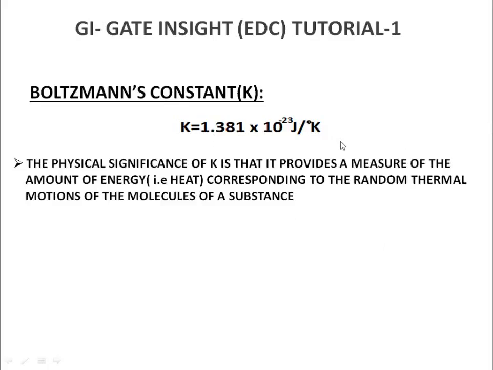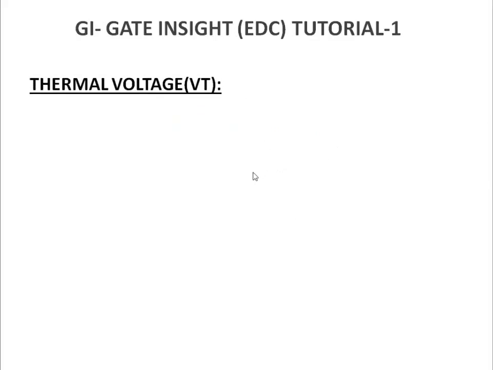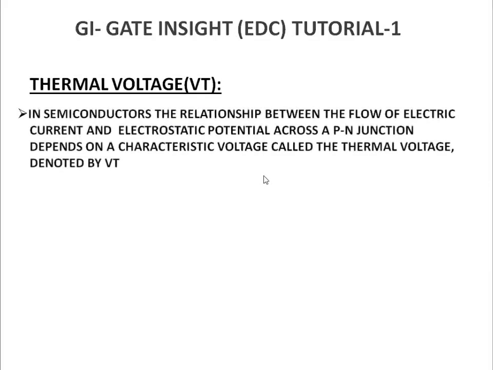Next we study thermal voltage Vt. Thermal voltage is denoted by the symbol Vt, and its definition is, in a semiconductor, the relationship between the flow of electric current and the electrostatic potential across a p-n junction diode depends on a characteristic voltage called the thermal voltage, which is denoted by Vt. So in semiconductors, the relationship between the flow of electric current and electrostatic potential is basically dependent on a characteristic voltage. That characteristic voltage is the thermal voltage.